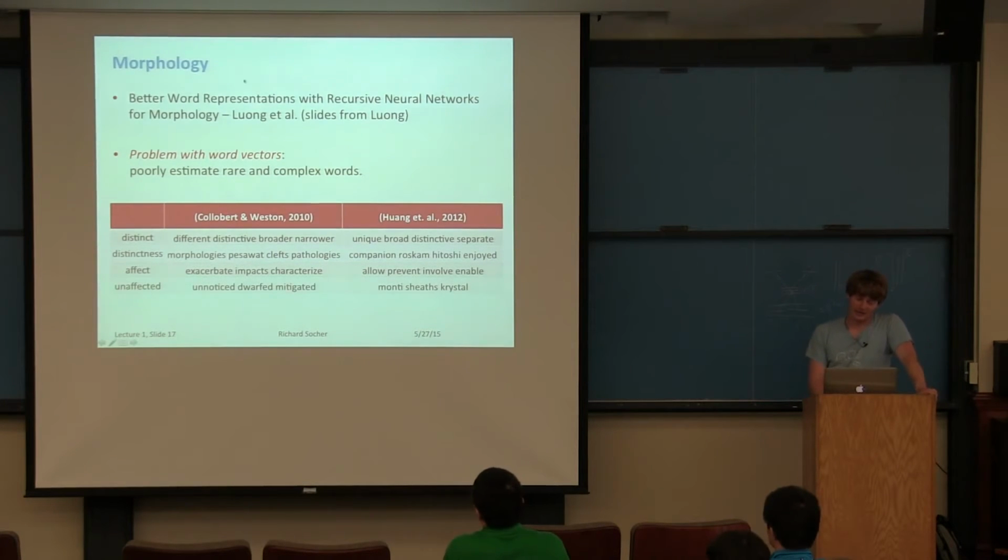So why do we look at morphology? Basically, we know that word vectors do very poorly when it comes to rare and complex words. So when you look, for instance, at different kinds of word vector computations and you look at distinct, what the nearest neighbors come out to be is not very ideal. So distinct here is different. So these look okay, but distinctness, which isn't a very common word in the English language, but we all know what it means, basically gives us close to random nearest neighbors in the space. So this is again just looking at Euclidean distance in word vector space. The same is true for affect and unaffected.